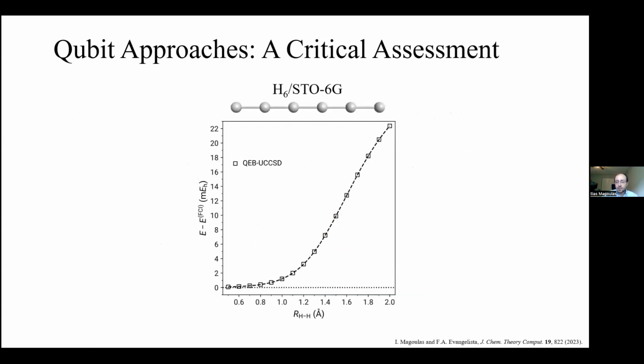So this is something that we looked into, and we used as an example the symmetric dissociation of the H6 linear chain using a minimum basis set. And this is a prototypical system for strong correlation.